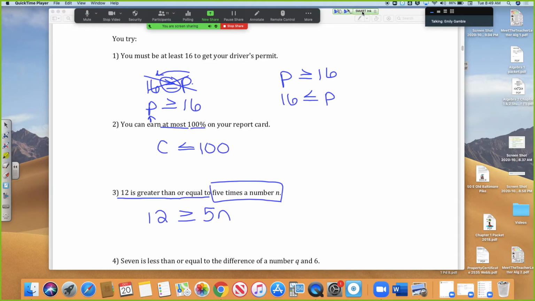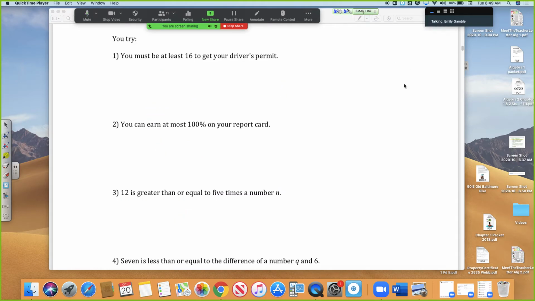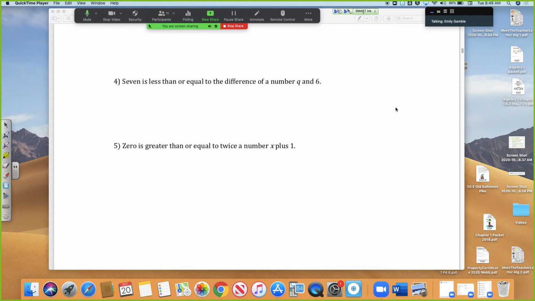All right. Moving on to 4 and 5. Number 4 says 7 is less than or equal to the difference of a number q and 6. So, a lot of things going on here as well. Let's just start with this: 7 is less than or equal to, and then the difference of a number q and 6. What would that be?